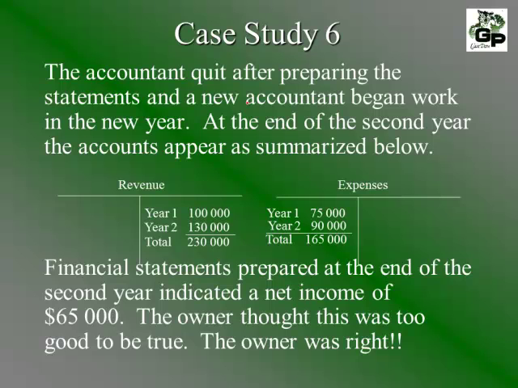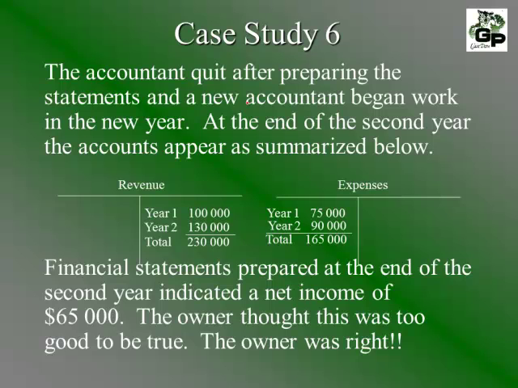At the end of the second year, the accounts appear as summarized below. We have the year 1 revenue of $100,000 and the year 1 expenses of $75,000. We have the year 2 revenue of $130,000 and year 2 expenses of $90,000. When you combine year 1 and year 2, you have a total of $230,000, and when you combine the expenses of year 1 and year 2, you have a total of $165,000. It looks as though the net income for those 2 years is $65,000.